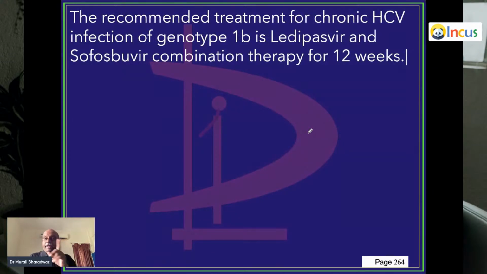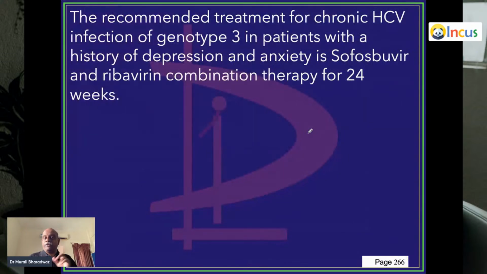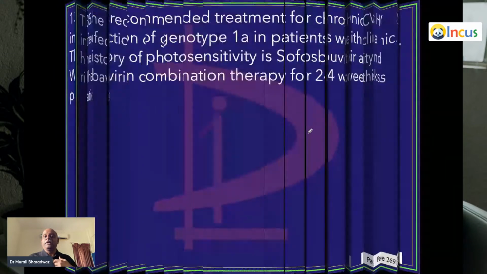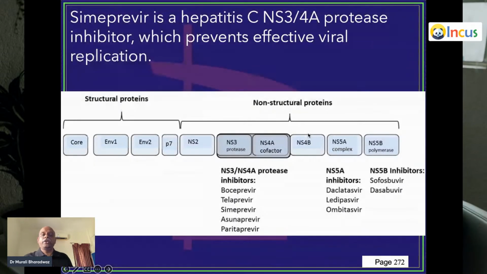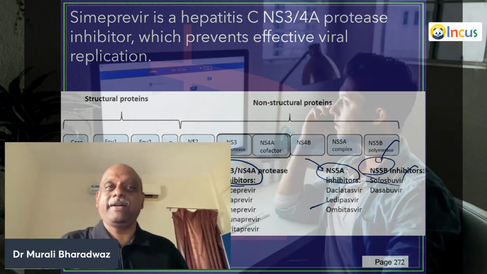Genotype 1B, ledipasvir and sofosbuvir combination therapy for 12 weeks. Genotype 3, sofosbuvir and ribavirin combination therapy, especially if they have depression and anxiety. So these are some of the important things, doctor, for tomorrow's exam. Mainly, you need to know that paritaprevir and simeprevir are fundamentally NS3-4A, ledipasvir is NS5A, and sofosbuvir is NS5B, which is what you have to ultimately remember.